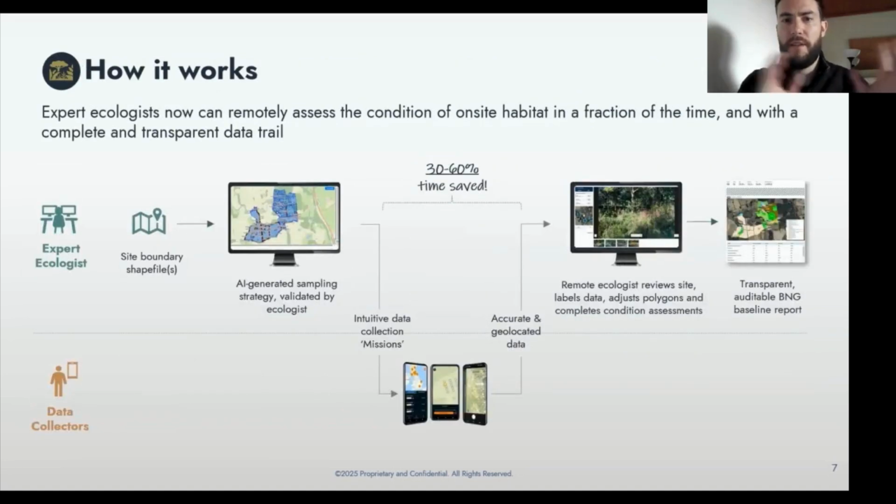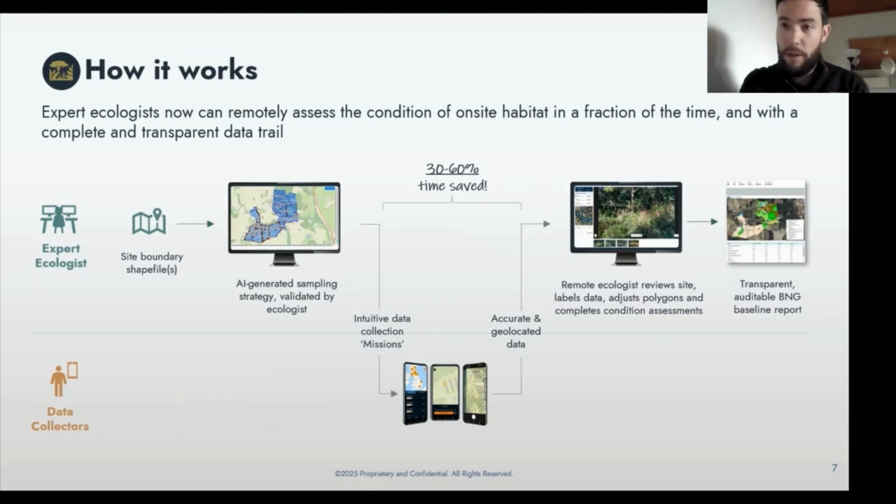Very quickly how it works, and you'll see it in the demo. It always starts with what are we trying to measure and the site boundaries. Then, a very important step, we set up what we call a sampling strategy that really is informed by what we're trying to achieve so that we can minimize the amount of ground truthing and effort on the data collection side, but maximize the amount of insights that we get. And then all of this is converted in a super intuitive way for local data collectors to collect the information that we need in the mobile application.